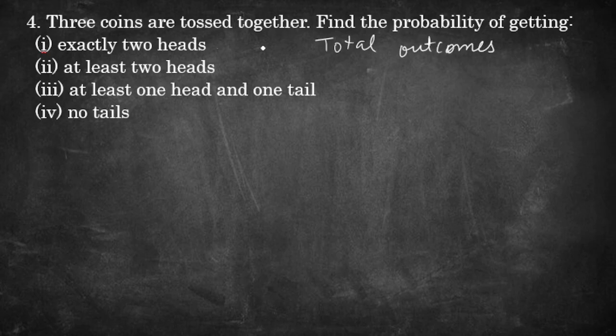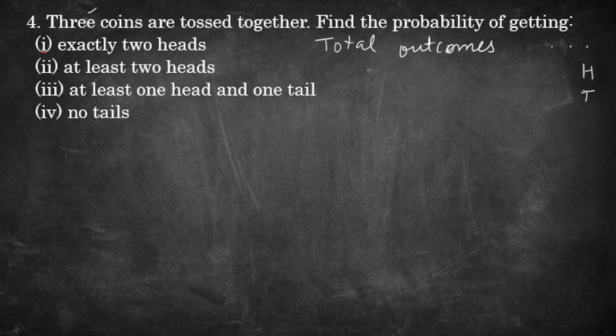Now, when 3 coins are tossed together, how do we write the total outcomes? First of all, here I am writing for the first coin, here for the second coin, and here for the third coin. Now see, if a coin has two outcomes, head or tail, how many times has it been tossed? 3 times. So 2 raised to the power 3. That is how we write the total outcomes.